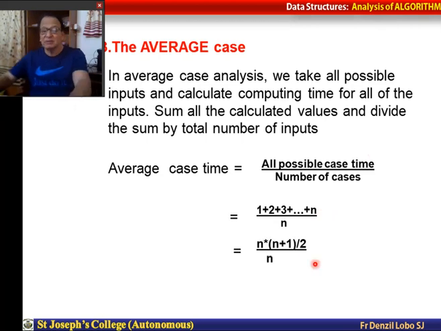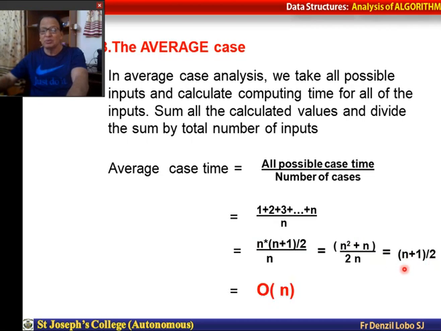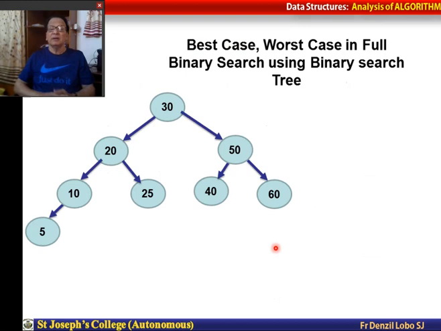So very simple calculation. 1 plus 2 up to n is equal to n times n plus 1 by 2, divided by n. That is going to be n plus 1 by 2. Therefore, to simplify this, it is of the order of n. It is also fine. It is of the order of n. Even the average case is of the order of n, because it could be the last one, could be the first one, it could be somewhere in the middle.